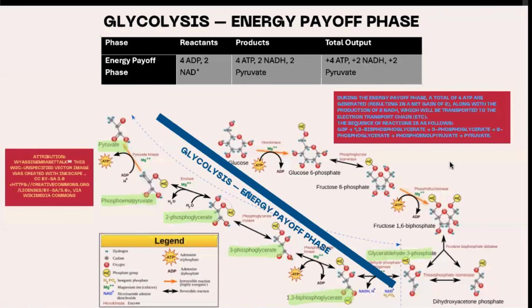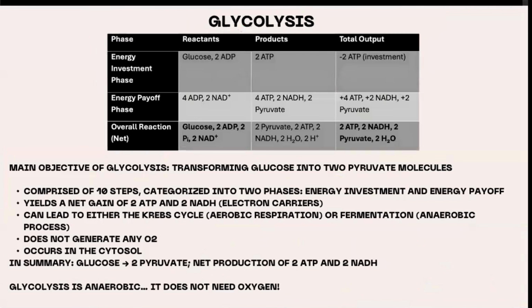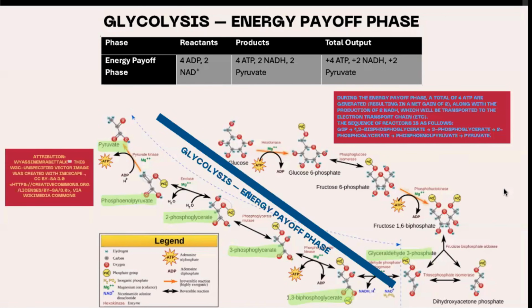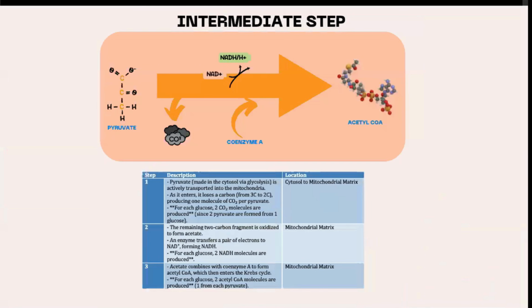Now, if we remember what we talked about in the beginning, glycolysis overall is about glucose, 2 ADPs, 2 Pi's, and 2 NAD pluses going in, and 2 ATPs, 2 NADHs, 2 pyruvates, and 2 H2Os, or water, as output. So you do need to know that for both the energy investment phase and the energy payoff phase. But I just wanted to go over this so you get a better understanding of what's really happening with those ATPs. Now let's talk about the intermediate phase. Now remember, glycolysis takes place where? In the cytosol.